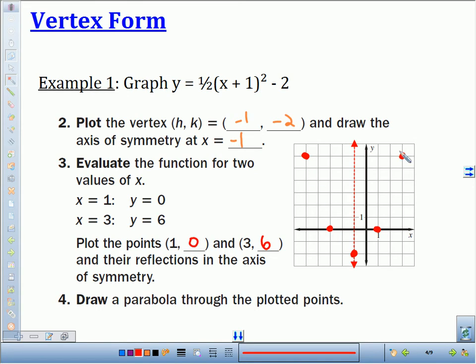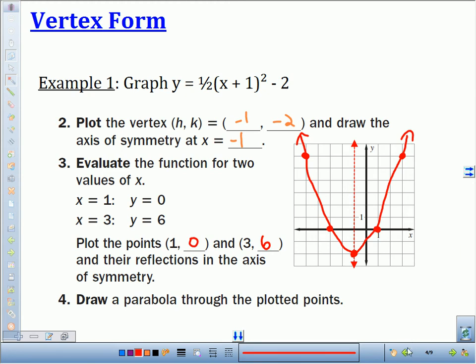Now I have 5 points. I can draw my parabola. That's terrible. Let's try that again. Not any better. That's okay. I have my point, so I know where it's supposed to be, even if my parabola is a little wavy.